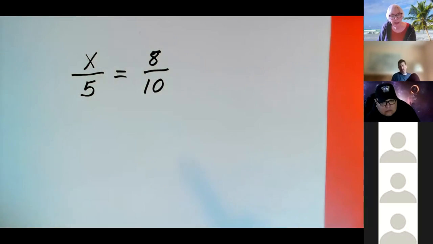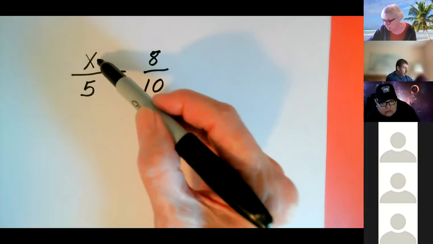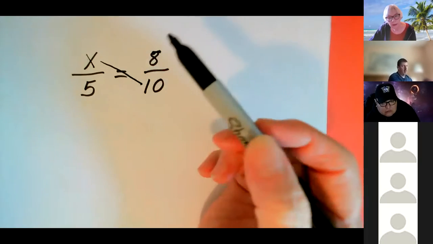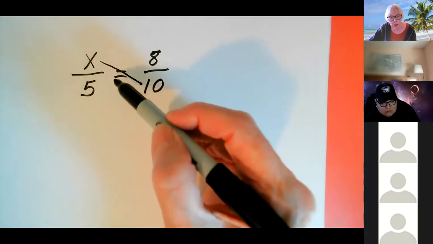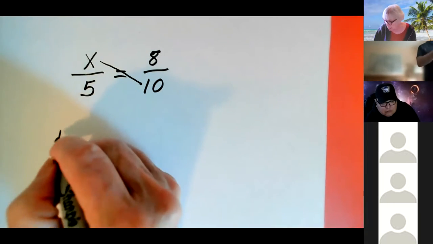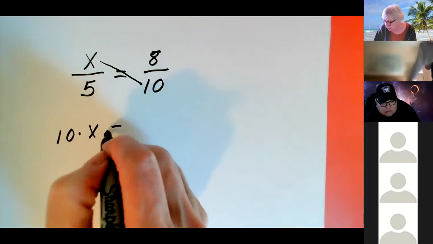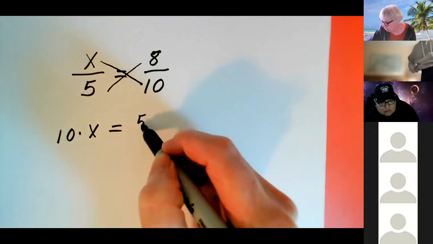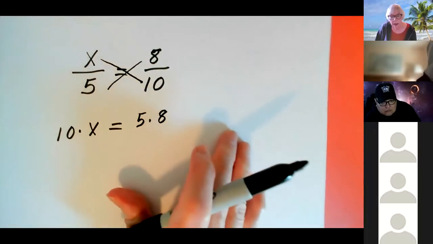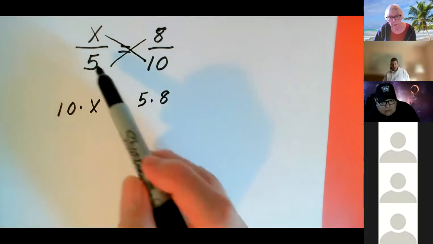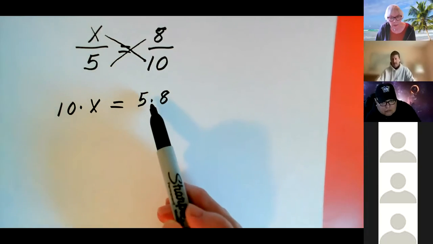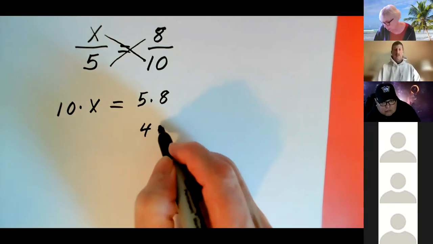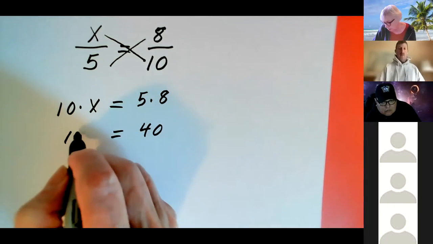And so when you get it in this form, you multiply this diagonal, and then you set it equal to the other diagonal. So that's 10 times x equals, and don't forget the equals, 5 times 8. Now, this was a mess. This is better. And so what I can do is say, well, 5 times 8 is 40. So I'm going to just say 40 because that would be easier.